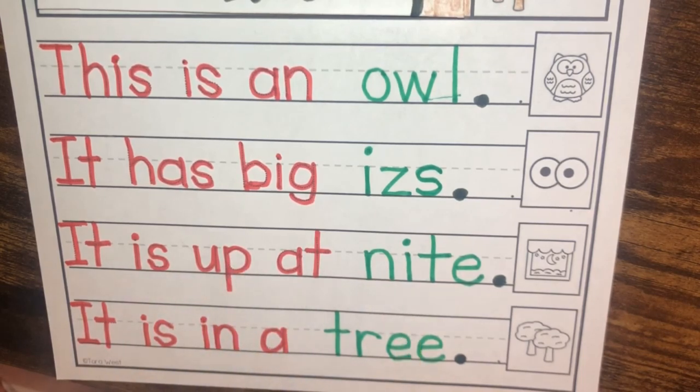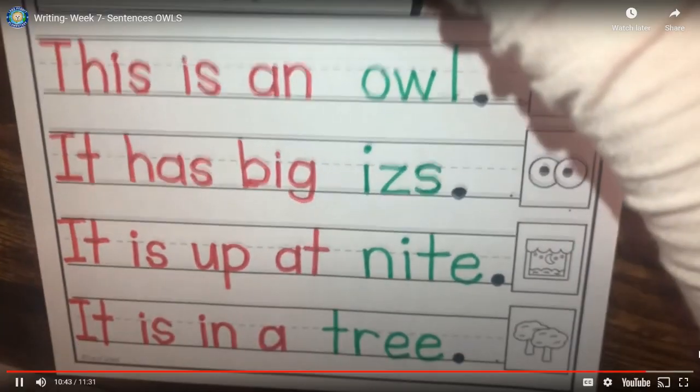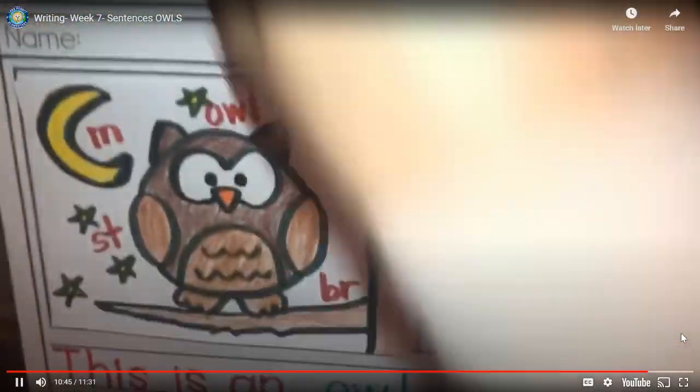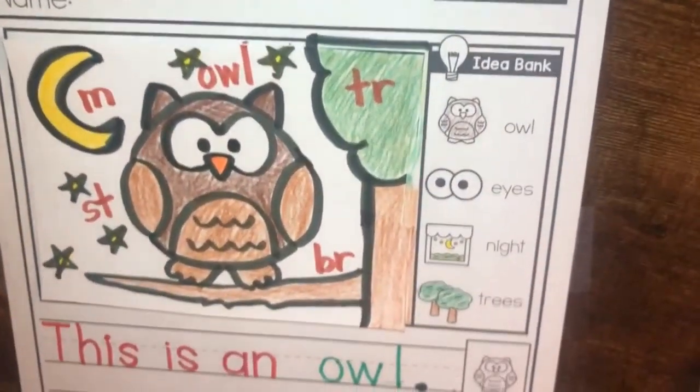Very nice. Last sentence. Here we go. My turn first. It is in a tree. Your turn. You did it. Great job, boys and girls. So we finished writing our sentences to match our illustration. And let me show you. We did it. It's a complete masterpiece.